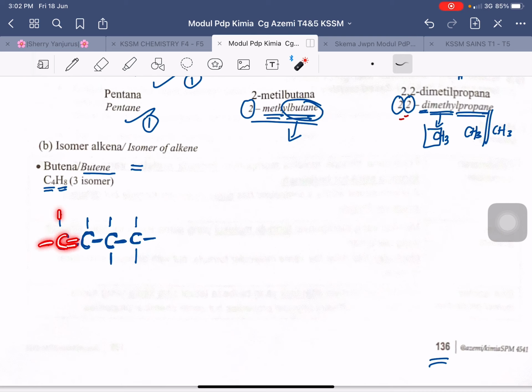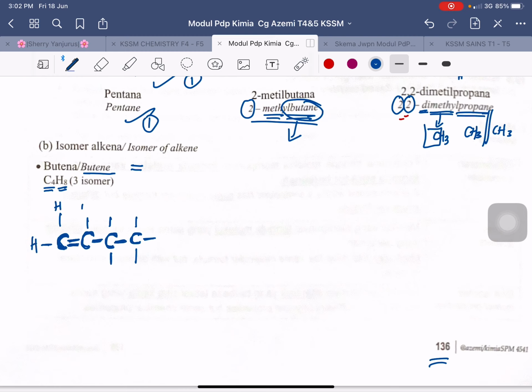1, 2, 3, 4 for this one. This C. 1, 2, 3, 4 for this one. This C. 1, 2, 3, 4. Since dia tiada double bond kan. So atas bawah lah. Kalau ada double bond tu atas-atas lah. This C. 1, 2, 3, 4. Okay, how to draw? That's how you draw the bonds. So now you fill in the H.